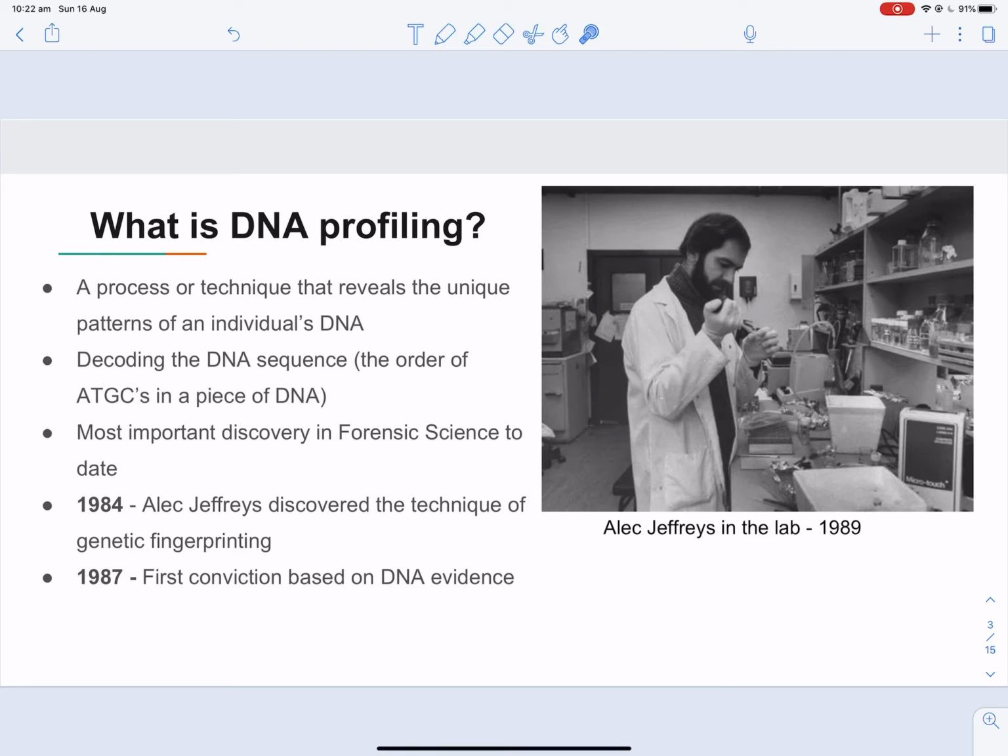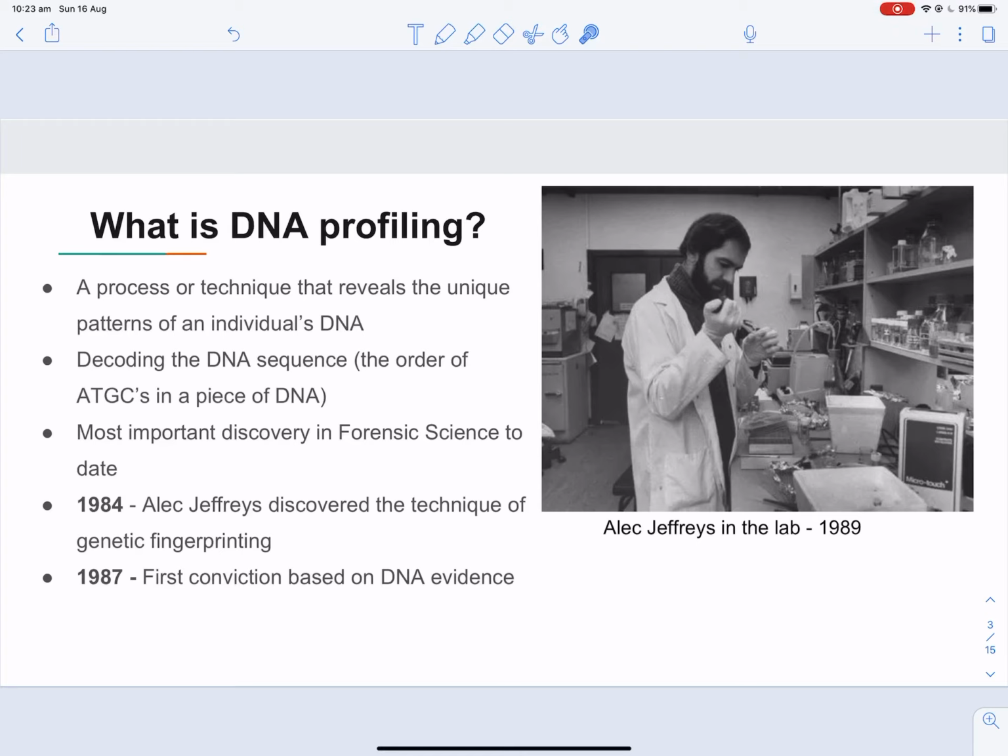So what is DNA profiling? It's a process or technique that reveals the unique pattern of an individual's DNA. So this is the order of the nucleotide sequence, the bases, and how they're added together. So what order these A's, T's, G's, and C's are in.